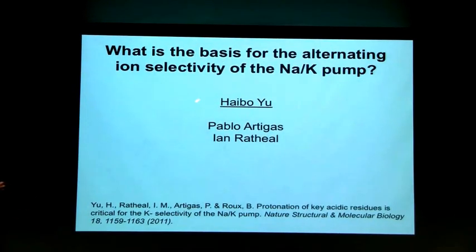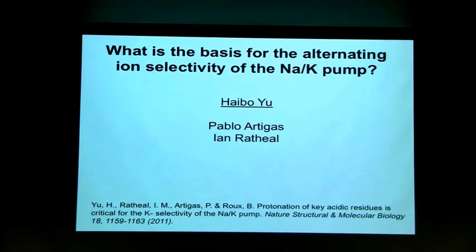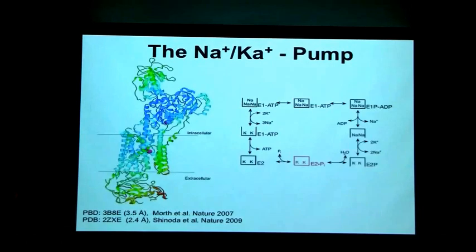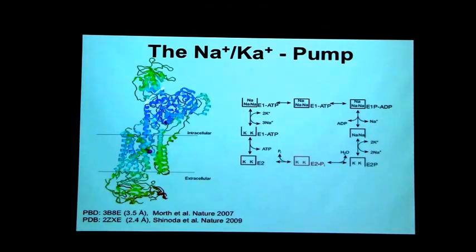This is work that was largely done by Aibo Yu, a postdoc who is now a professor in Australia at New South Wales University. And what is the basis for the alternating ion selectivity of the sodium-potassium pump? And here's the general idea: this pump is a huge monster. It's a big, big membrane protein. And it has binding sites for ions somewhere in the membrane like that. And typically it's rationalized with this alternating access.